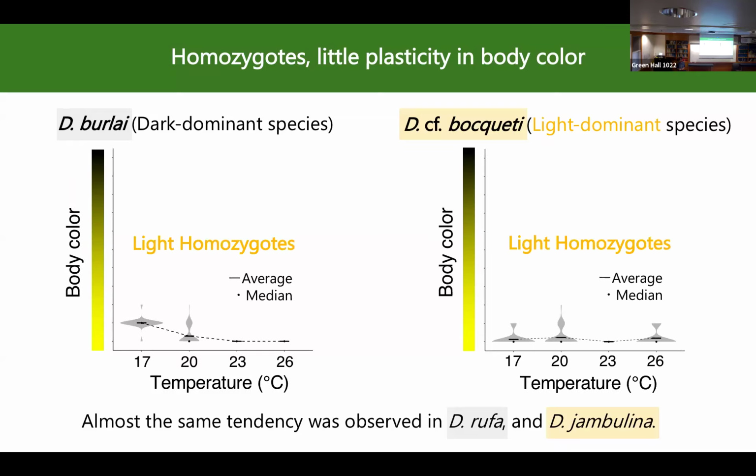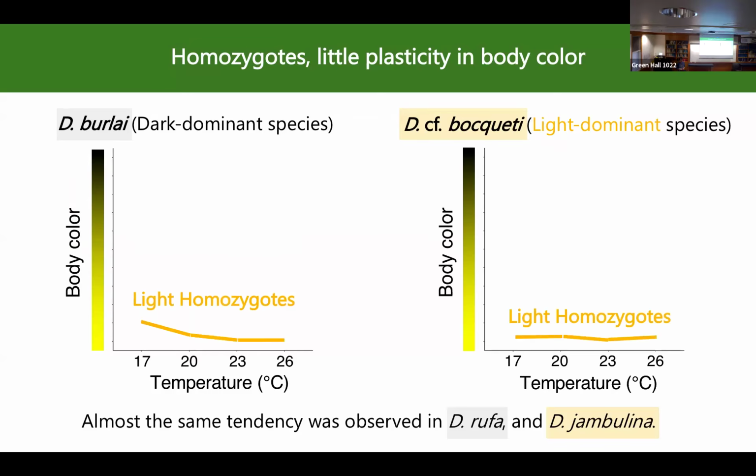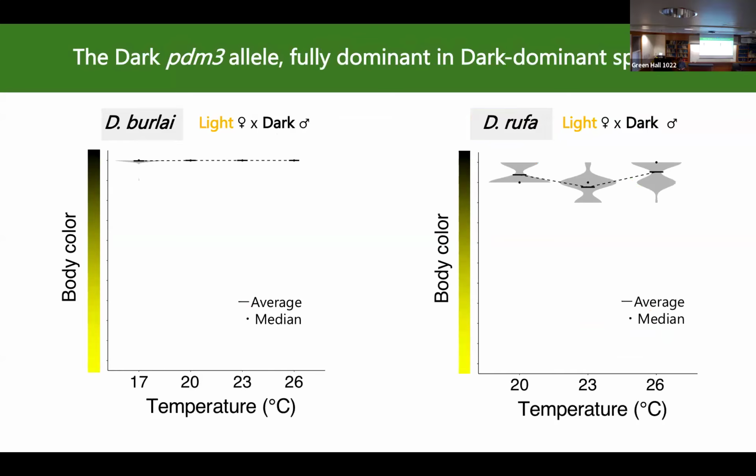I also examined the light homozygotes, and light homozygotes also had little plasticity in body color. That tendency was observed both in dark dominant species and in light dominant species. Then we investigated the phenotype of the heterozygotes. In dark dominant species, the body color was almost dark. So it means that the dark PDM3 allele is fully dominant regardless of the temperature in dark dominant species.